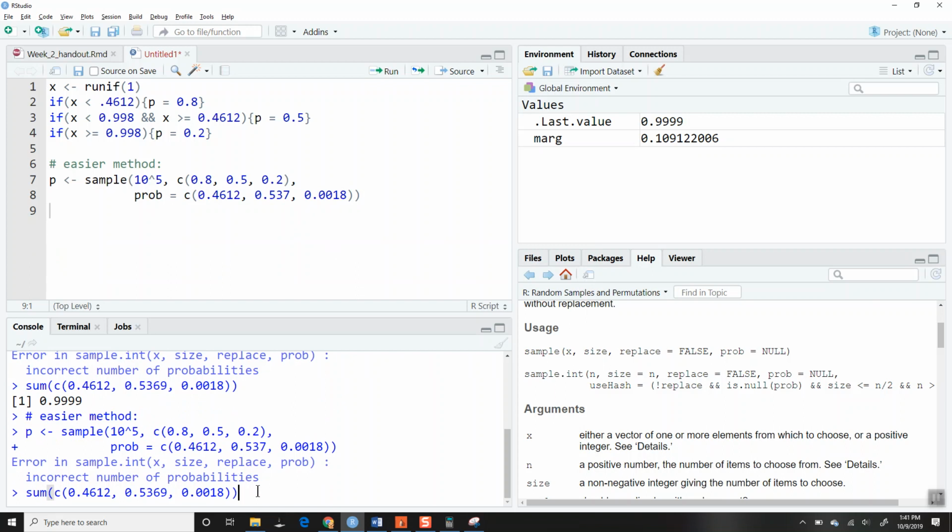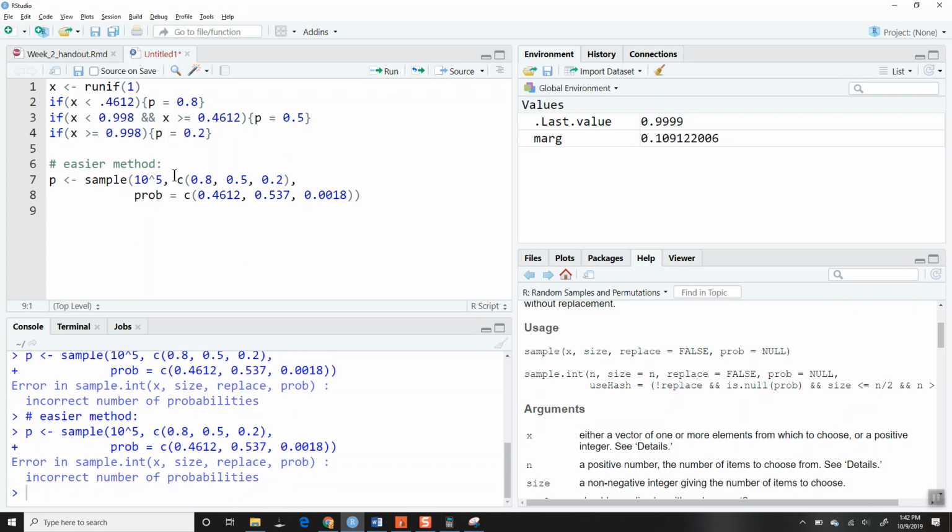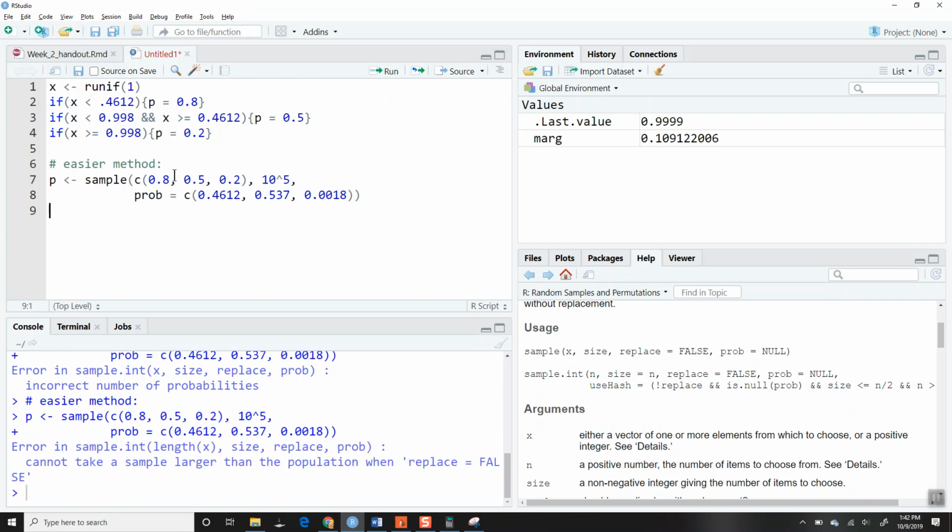Is that still giving me an error? It's giving me the incorrect number of probabilities. What am I doing wrong? Okay, maybe I had it right in the first place. Let's see. And maybe I do need to do replace equals true. Why am I having so much trouble here?